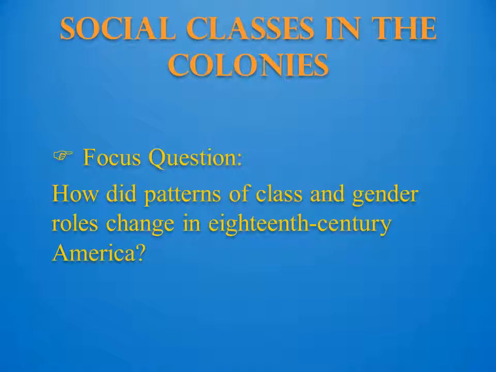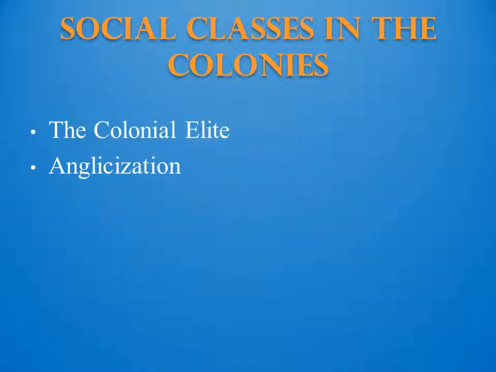Now, in this last section, we're going to be looking at social class in the colonies and how patterns of class, gender, and role changed in 18th century America. As colonial America matured, an elite emerged that increasingly dominated politics and society. And although they were not as powerful or wealthy as the English aristocracy, the gap between the rich and the poor probably grew faster in the 1700s than in any other period in American history.